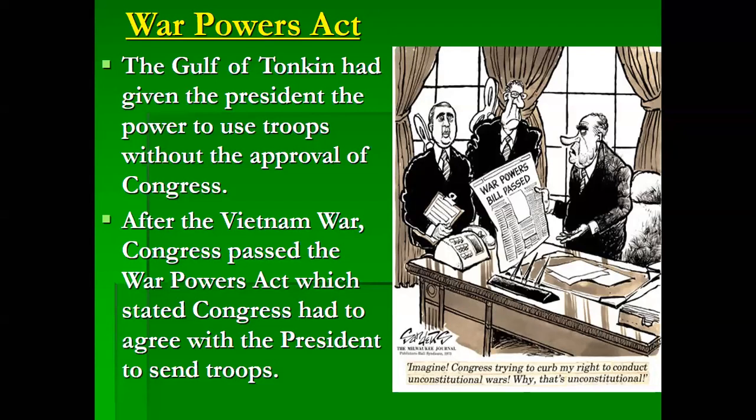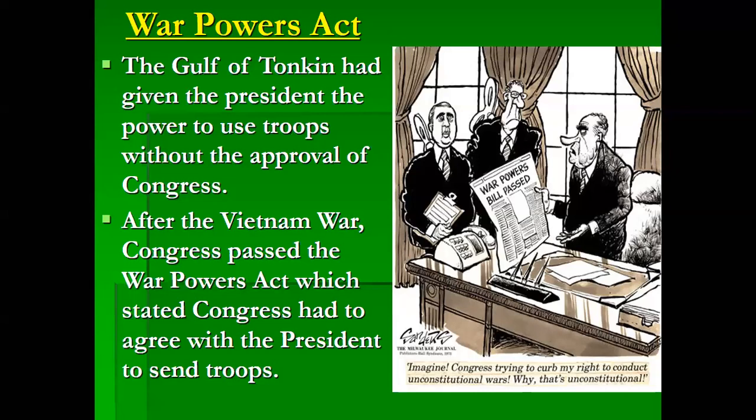And this is explained down at the bottom. It says, imagine Congress trying to curb my right to conduct unconstitutional wars. Why, that's unconstitutional. And this was actually something Nixon said. He actually said it was unconstitutional for Congress to take this thing back. And that wasn't true. It was not true. Congress could totally take their right back if they wanted to.